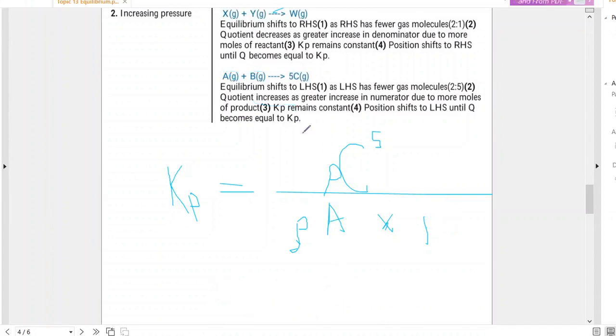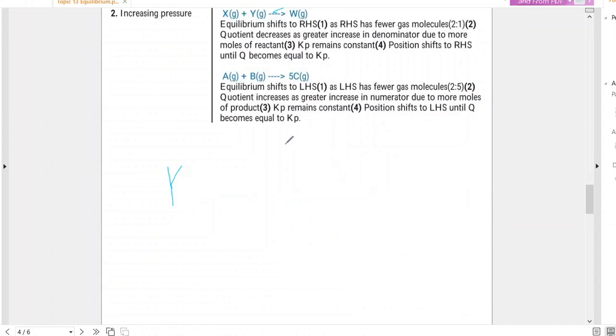A lot of layers behind these types of answers, but these are all mark scheme points. So this is how they want you to answer. There is no shortcut.